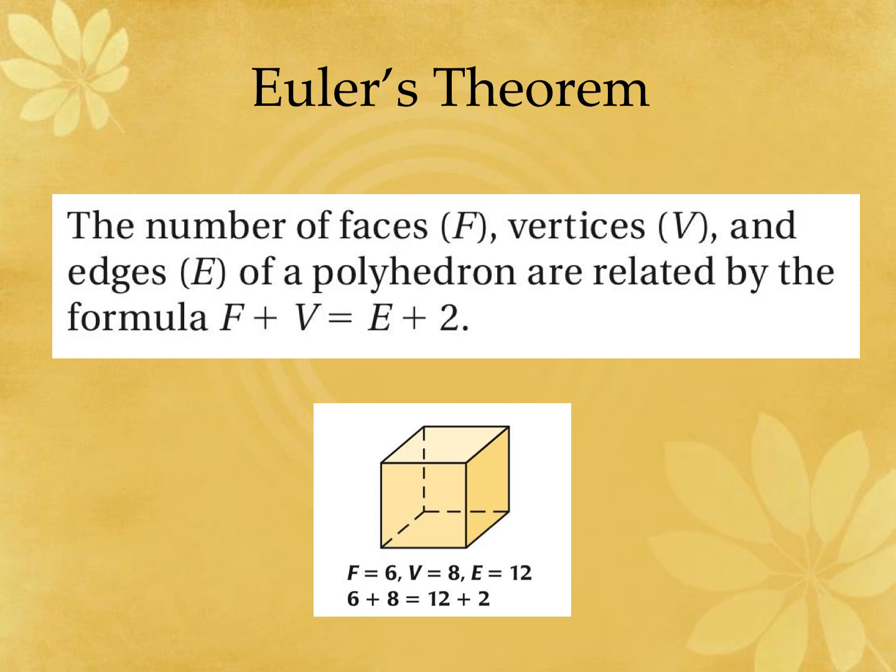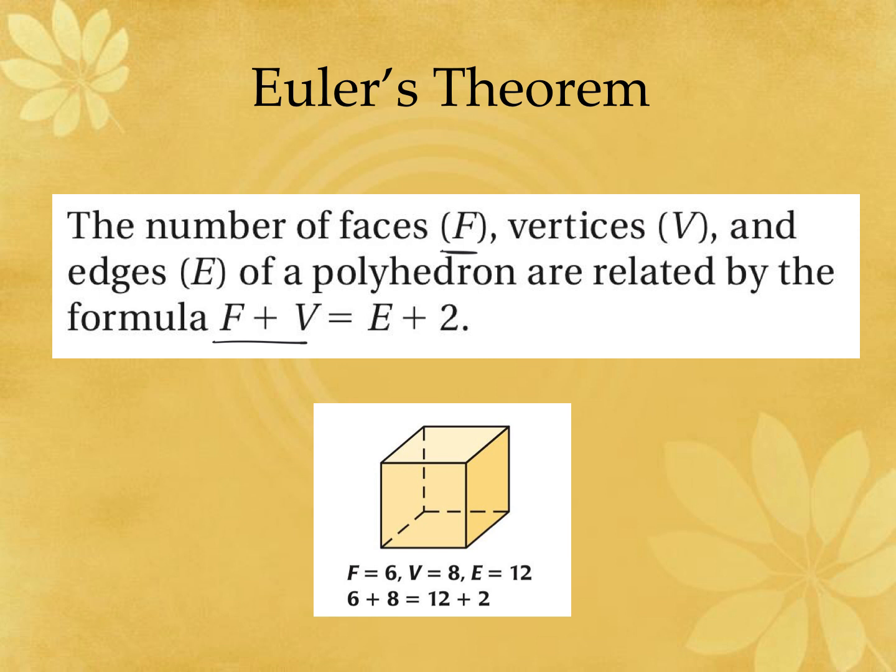So in this slide, it talks about Euler's theorem, which I'll be honest with you, it's not a theorem that we use often. It's here, so I'm going to go over it with you. But it basically says that there's a relationship between the faces, the vertices, and the edges. And by faces, we mean faces including the bases. And so what it says is the faces plus the vertices is equal to the edges plus 2.